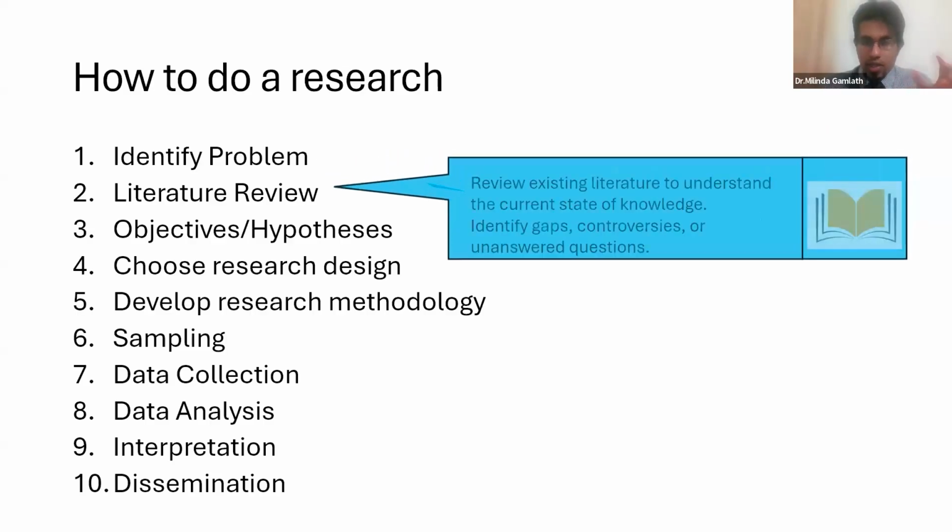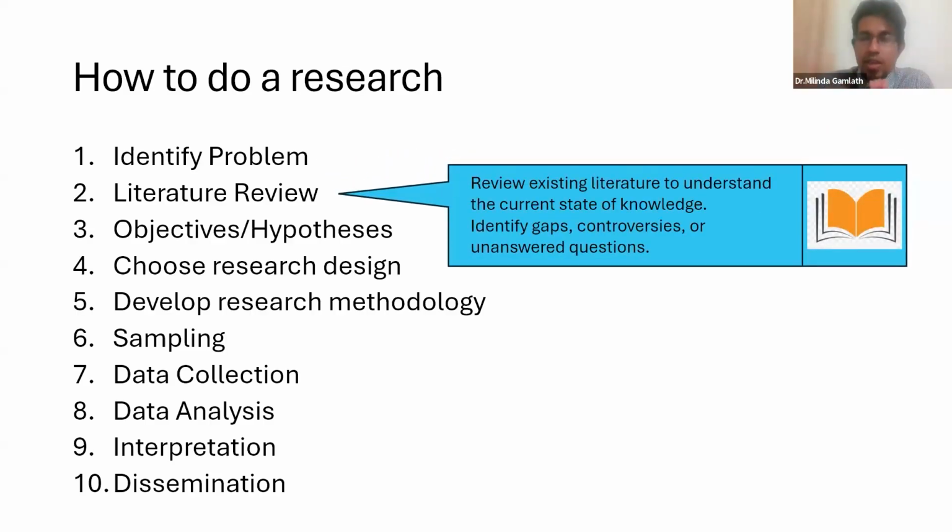Then, after you identify an actual gap, you find that nobody has done any research regarding the control of diabetes among patients coming to diabetic clinics. Then what do you do? Next step is to do a literature review. You should go into certain literatures. You can look at published research regarding that topic. You can look at even unpublished research, research which is ongoing. There are databases for these as well. Then you can talk to content experts. That's also part of that review. You can talk to experts in their field who will know about this topic.